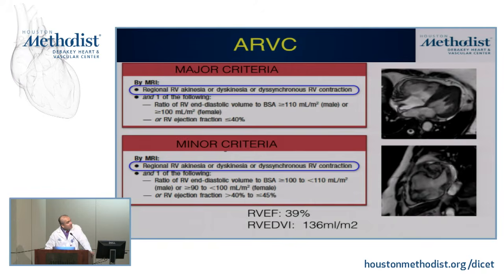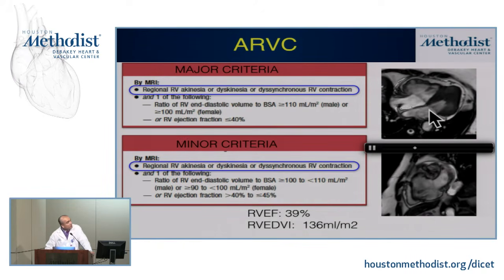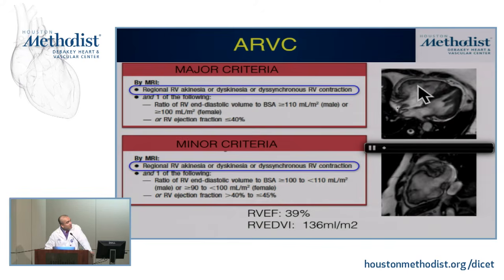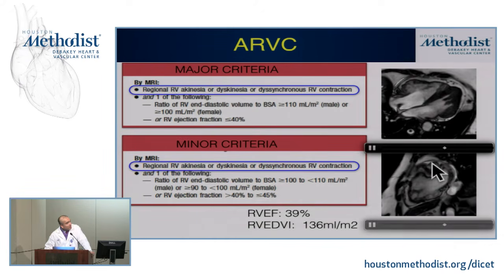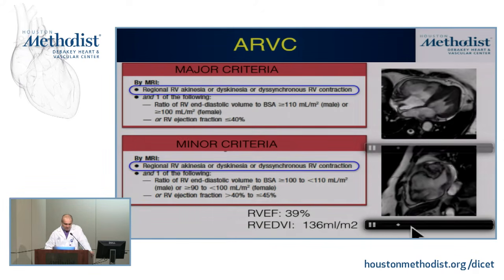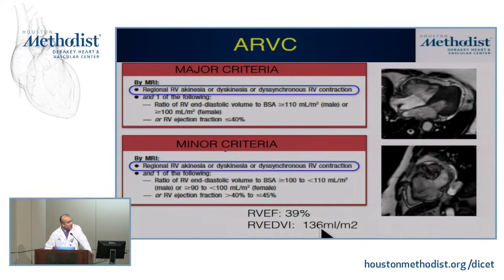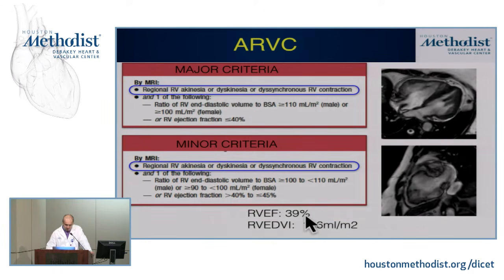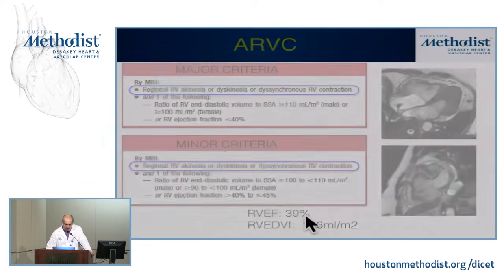On the right-hand side here, I'm showing you an example of a patient who, when we look at their CMR, you can see there clearly is wall motion abnormality in the subtricuspid region in the right ventricle. And by quantitative measures, we identify both RV dilatation with an end diastolic volume index of 136, as well as RV dysfunction with an EF of 39. So this would fulfill a major criterion for ARVC.